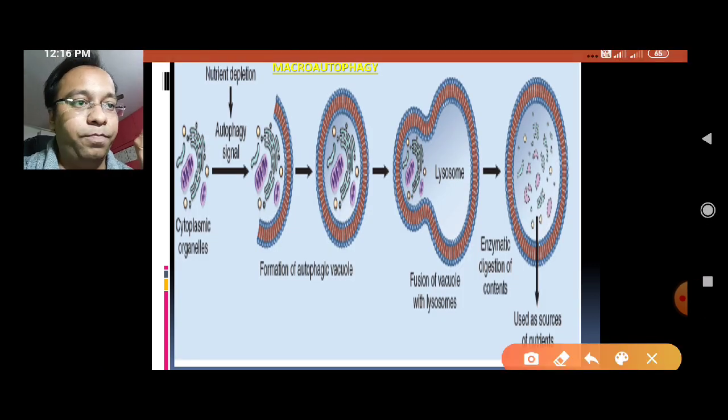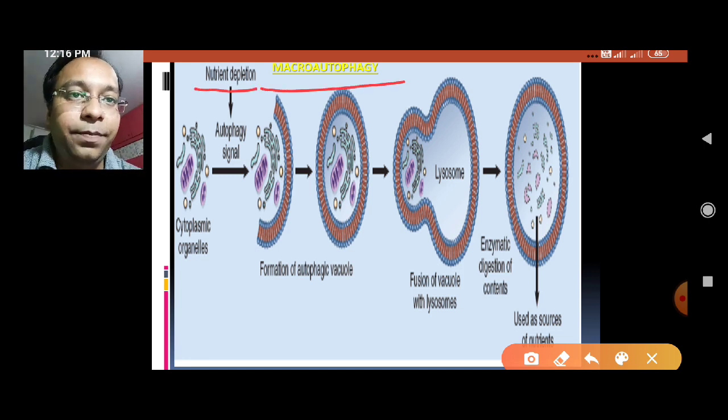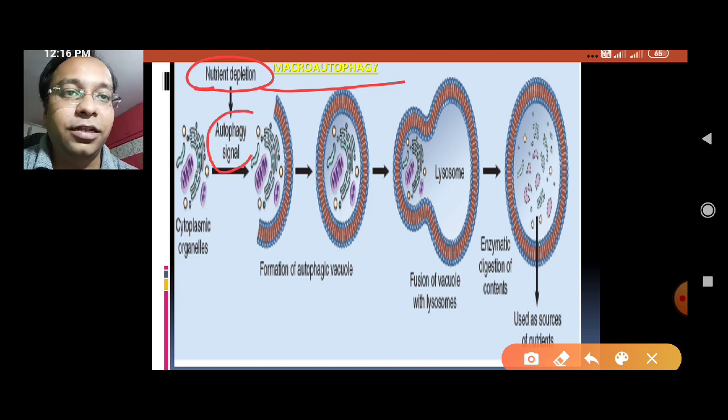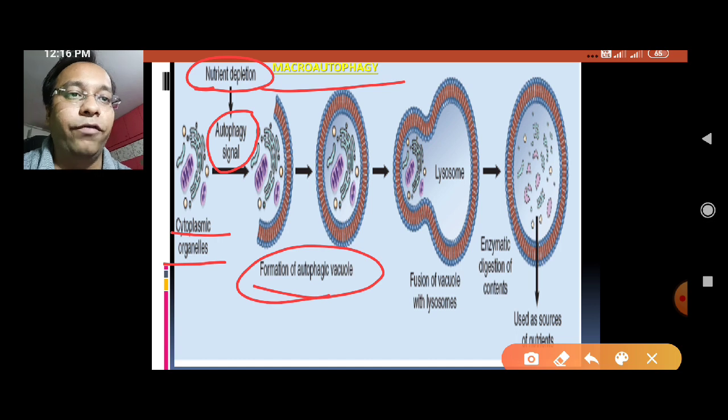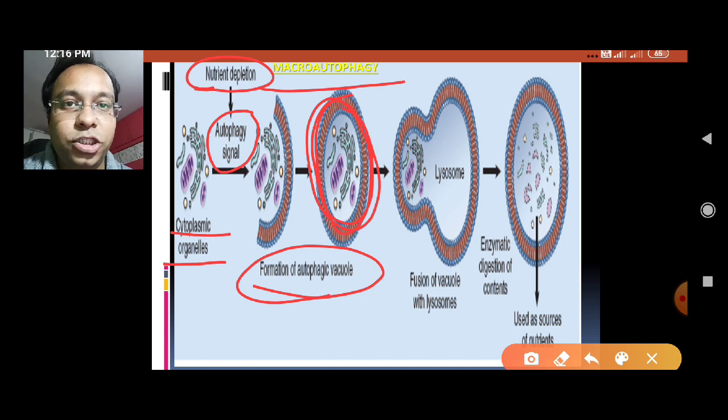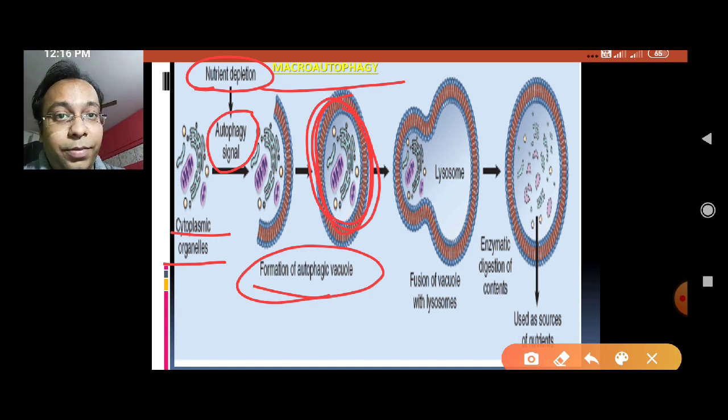So this is the pathway of macroautophagy, right? Here nutrient depletion, the starvation, has been taken as a prototypic example, right? In starvation there will be an autophagy signal. The cell has to do the digestion, autophagy, for survival. So these cytoplasmic organelles will be transported into double membrane bound vacuoles and they will form the autophagic vacuole. This is the double membrane bound structure, right? All cytoplasmic materials will be incorporated into this double membrane bound structure, that is the autophagosome.